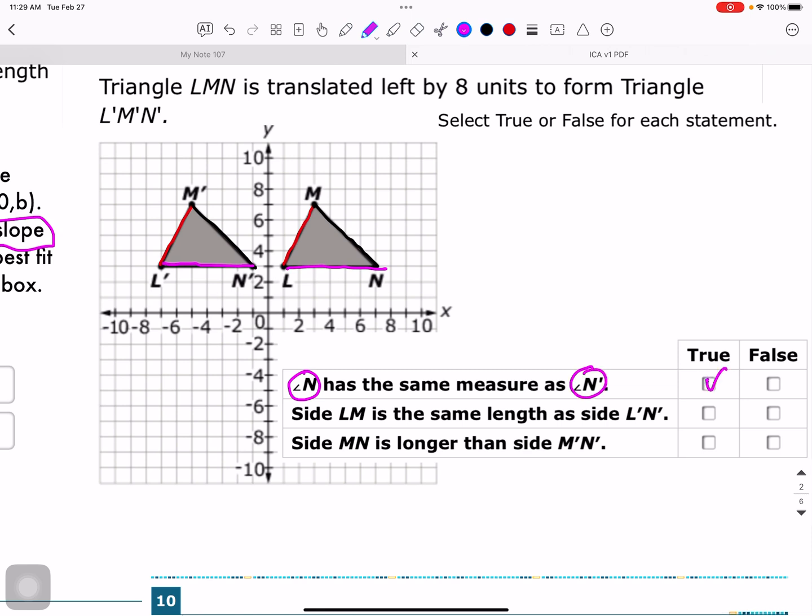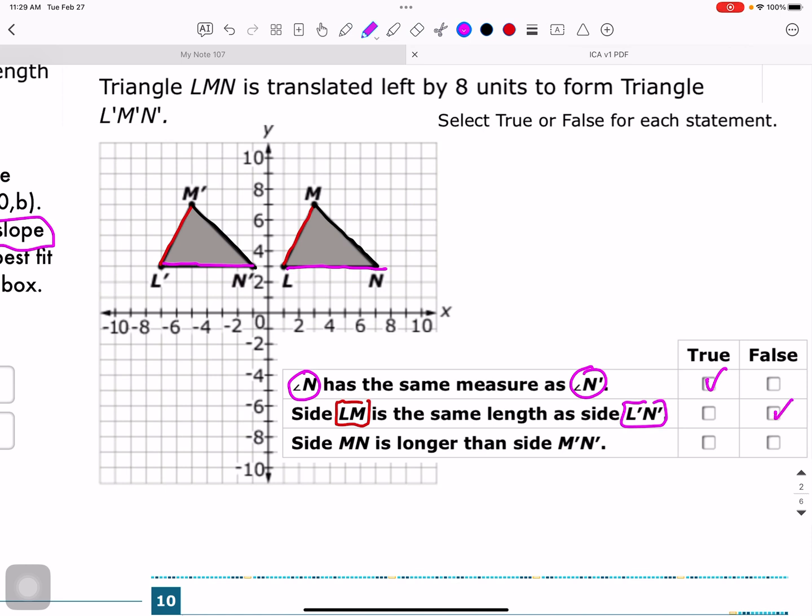So is the old angle N the same as the new angle N? True. Is side LM, which is the red side, the old red side the same as the new red? Oh, they try to get you. This isn't the red side. This is the pink side. So why would the red side be the same size as the pink side? False. They tried to get you.